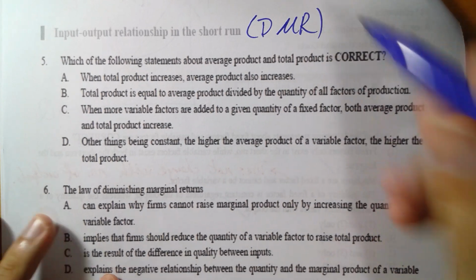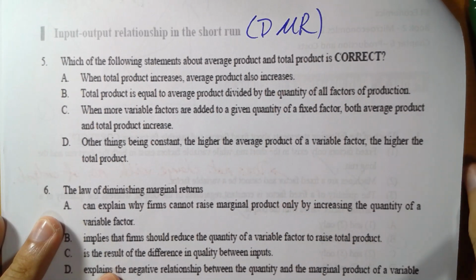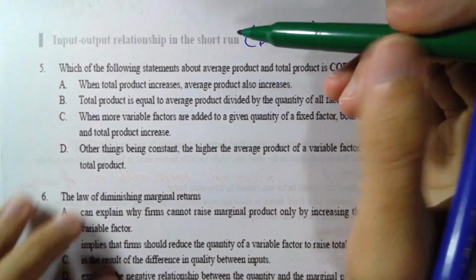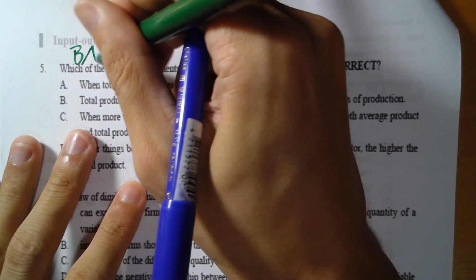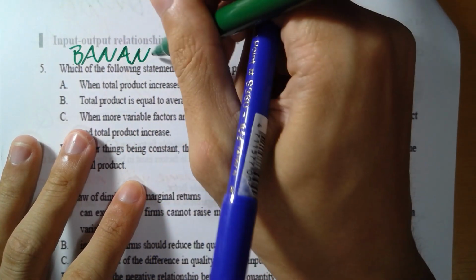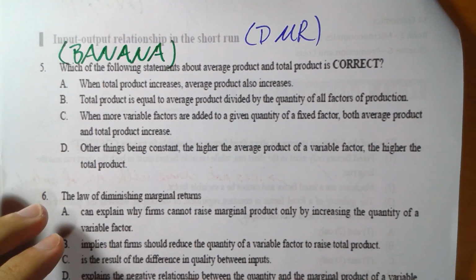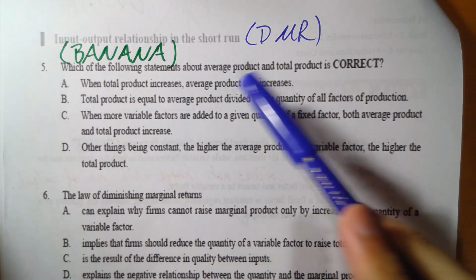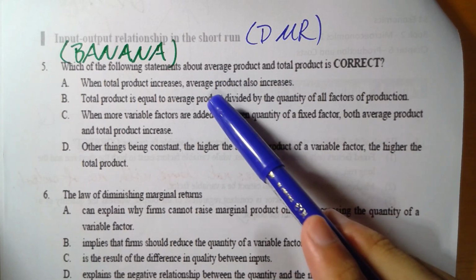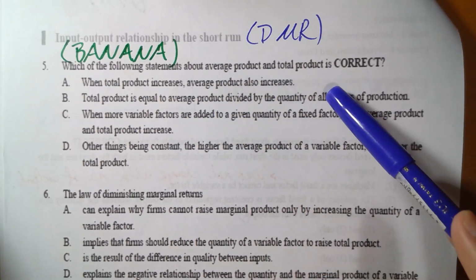Now, this is definitely a mathematical one. So, for those of you, again, who attended my class, my comment is banana. Okay, those who don't know what banana means, ask your classmates yourself. Okay, now here, let's be quick about it. We need to talk about average product and total product.